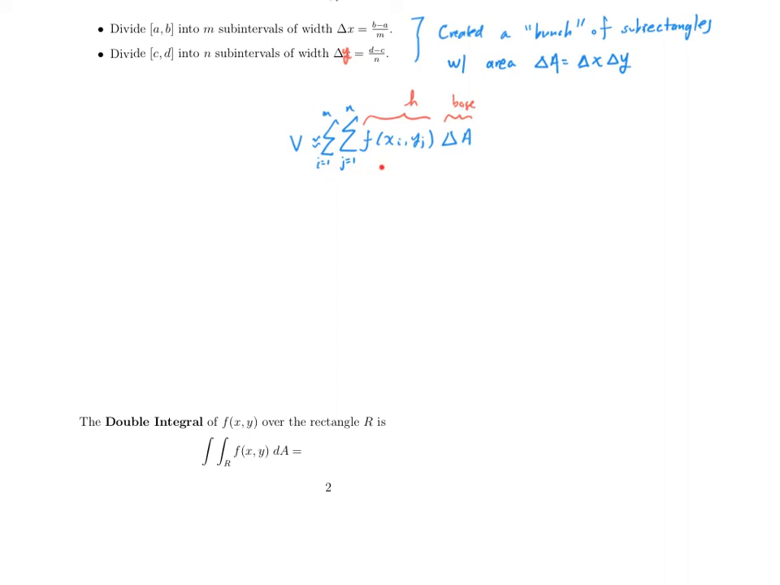So now the double integral of the function f over the rectangle R is defined to be that enclosed volume. We've approximated it. If we want to make this exact, we just need to use more subrectangles. So how many more? Well, as many as we possibly can. So the limit as m and n both simultaneously go to infinity of the sum from i equals 1 to m, j equals 1 to n, of f of x sub i, y sub j, delta A.